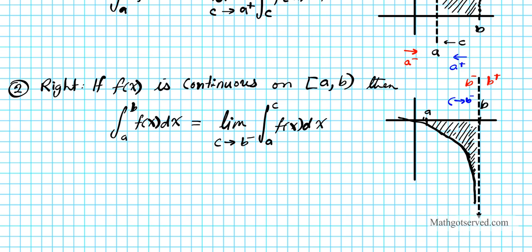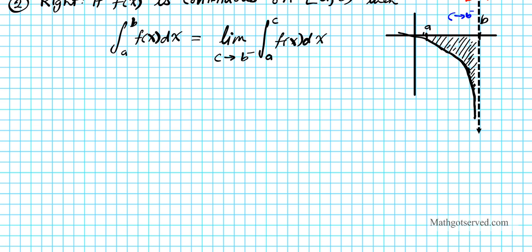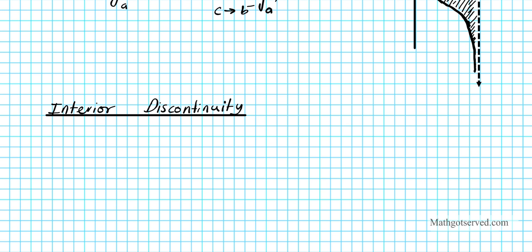The other one is interior discontinuity. So that vertical asymptote we talked about could be at the endpoint, but it could also be in the interior. Okay? So let's write that down. Interior discontinuity. In this case, our domain of integration has an infinite discontinuity within it, as opposed to at the end. So there's only one scenario there, which is case number 3, and this is interior. So for case number 3, what do we do when we have a discontinuity on the interior?